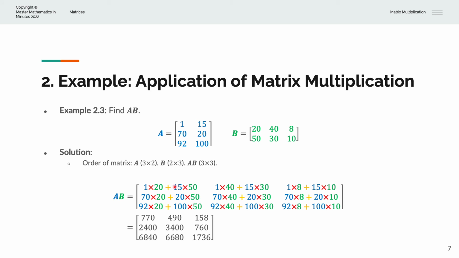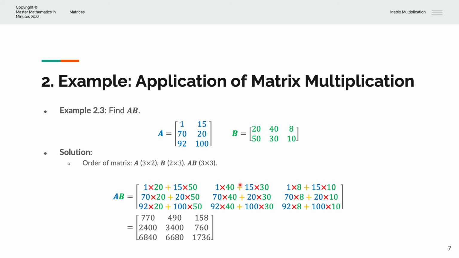For the first entry, we will apply the first row multiplied by the column. So we have 1 by 20, and 15 by 50, which is 15 times 50. Step 2 is where we sum these two, and that gives you the first entry. That simplifies to 770. For the second entry, we'll multiply the row by this column. So with 1 by 40, and with 15 by 30, and step 2 is where we sum these, and that simplifies to 490.